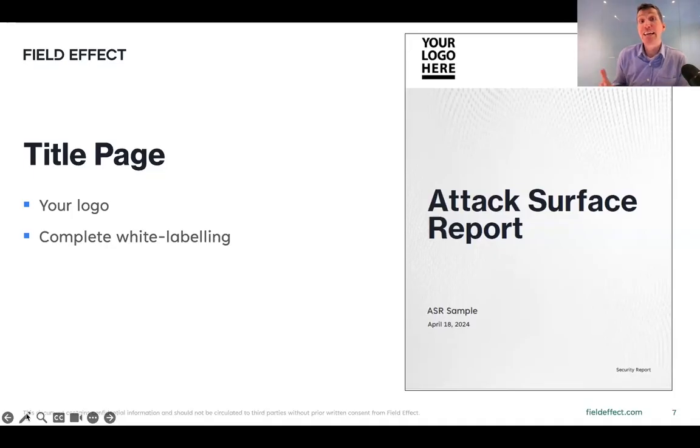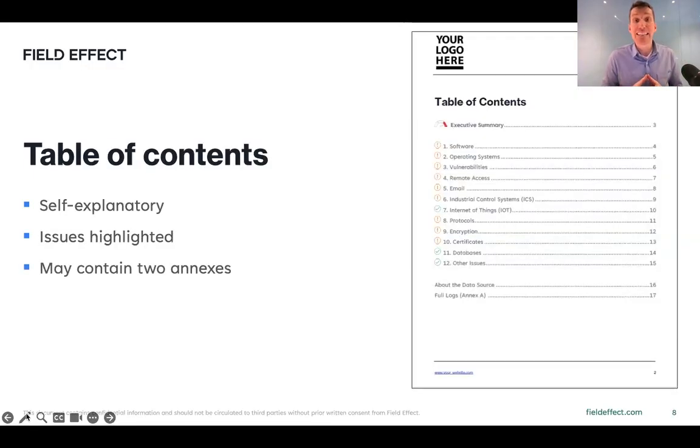So we'll get a logo from you, or we can get it off your website, and we can really customize the template of this report so it reflects you and your style. The next thing we have is the table of contents. It's pretty self-explanatory. One of the nice things about the table of contents is it has a little icon over on the left for each section of the report, showing whether there were any findings there.